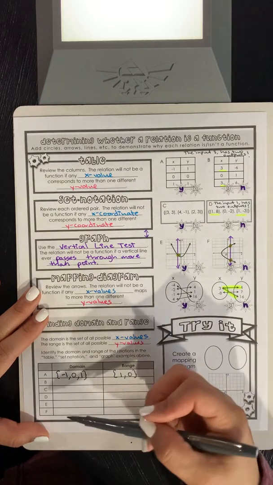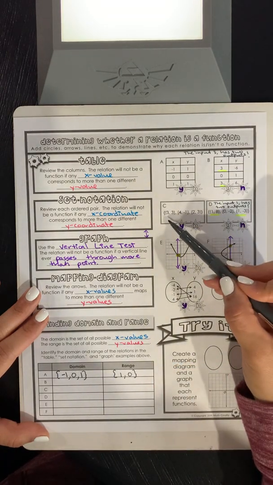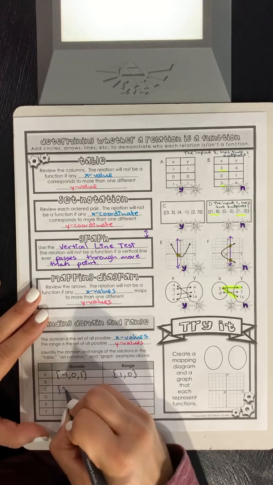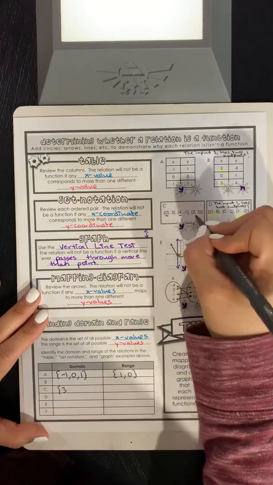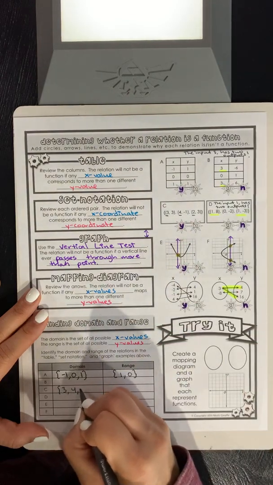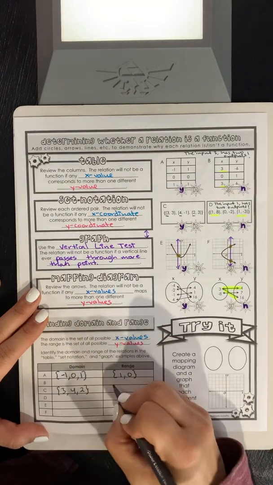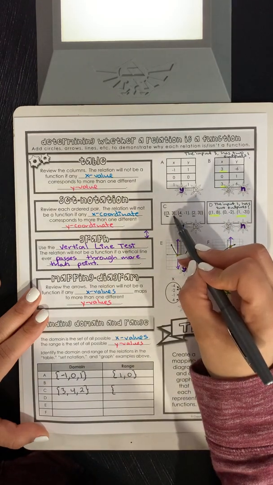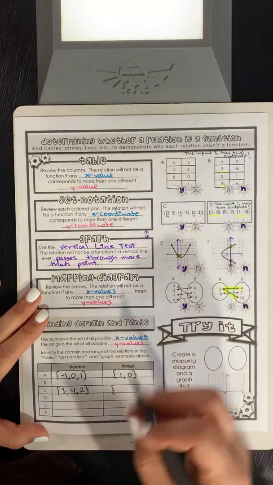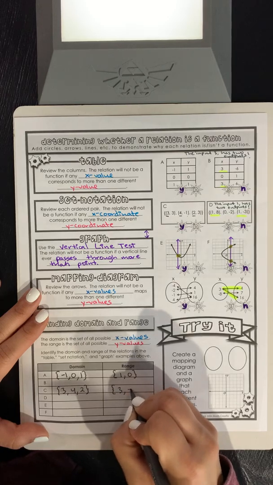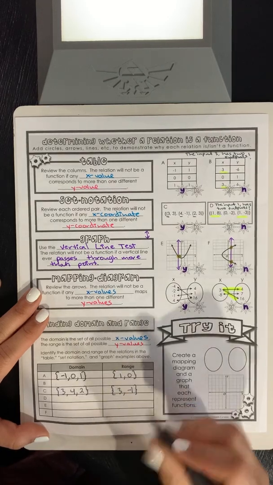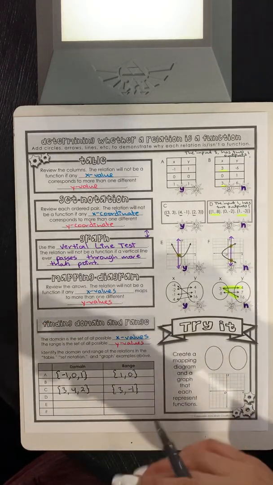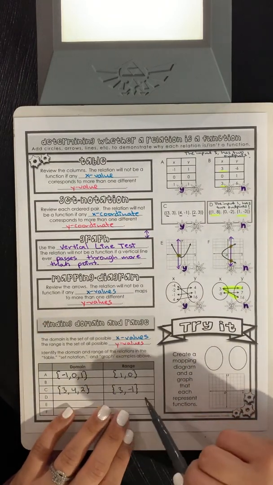Again, we're not going to do all of these, but as an example for C, I see the x values are 3, 4, and 2. Okay, the y values, the outputs, the range, are 3, -1, 3. I don't have to write that number if it repeats. Okay, again, we don't have to do all of those, but that's more or less just a quick little recap on how you do domain and range.